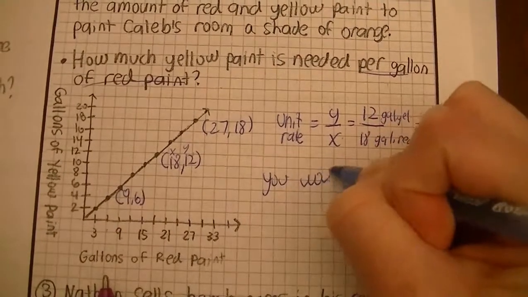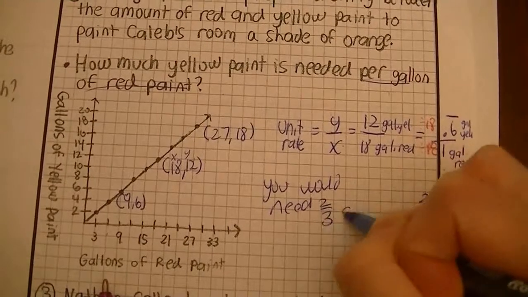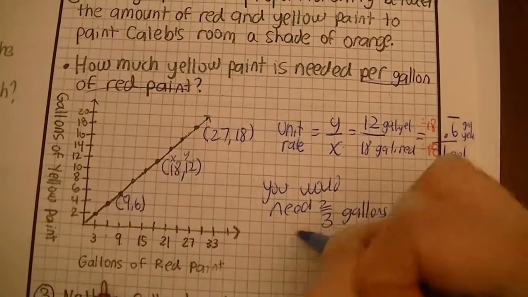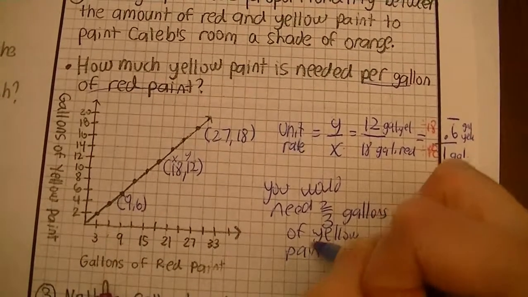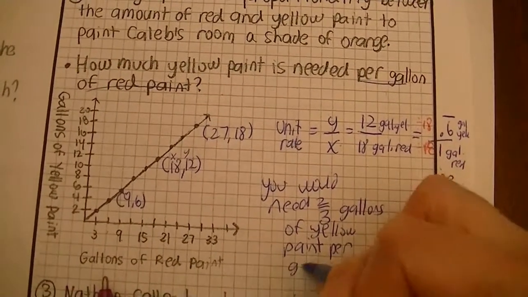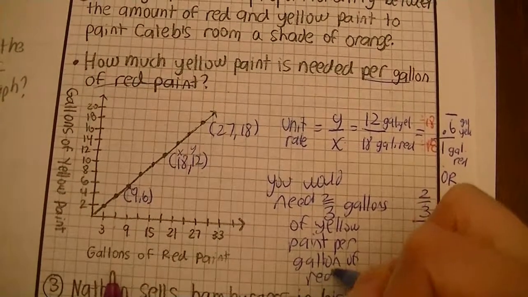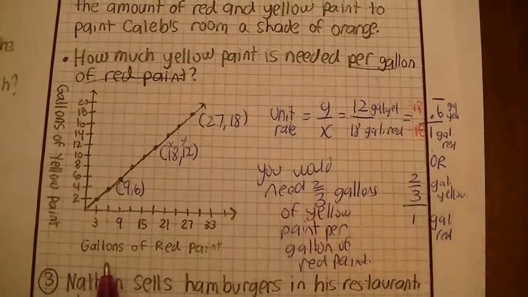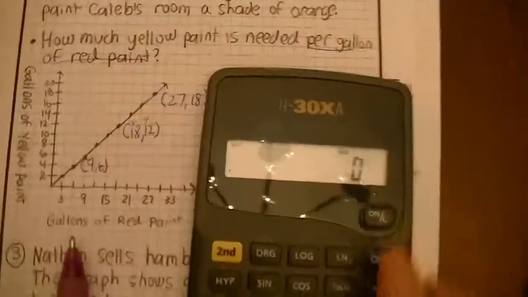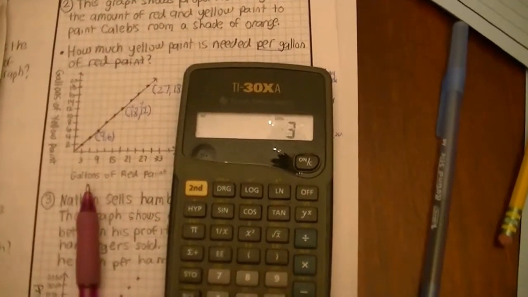You would need 2/3 gallons of yellow paint per gallon of red paint. Okay, and just so you know, 2 divided by 3 is equal to 0.666 repeating. Let me show you. 2 divided by 3. There it is. Okay.